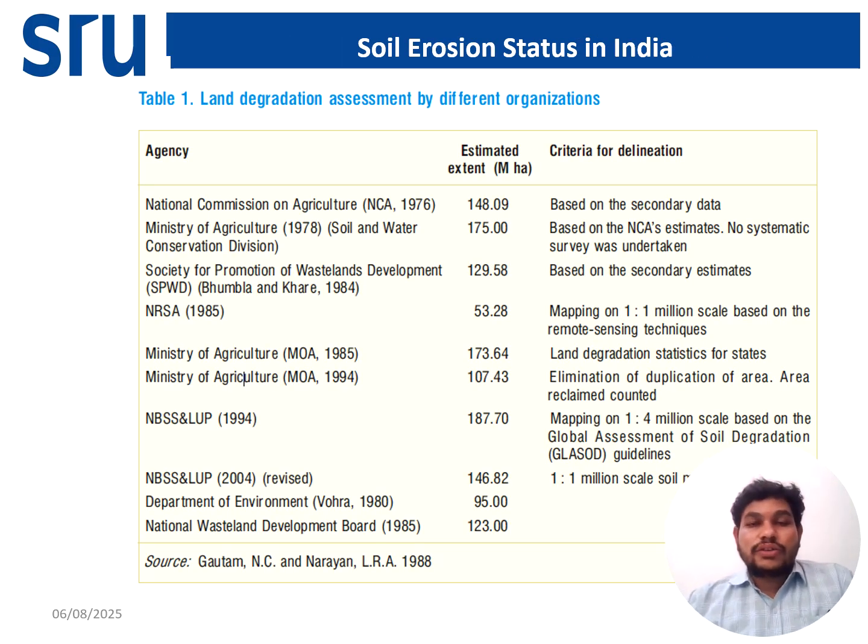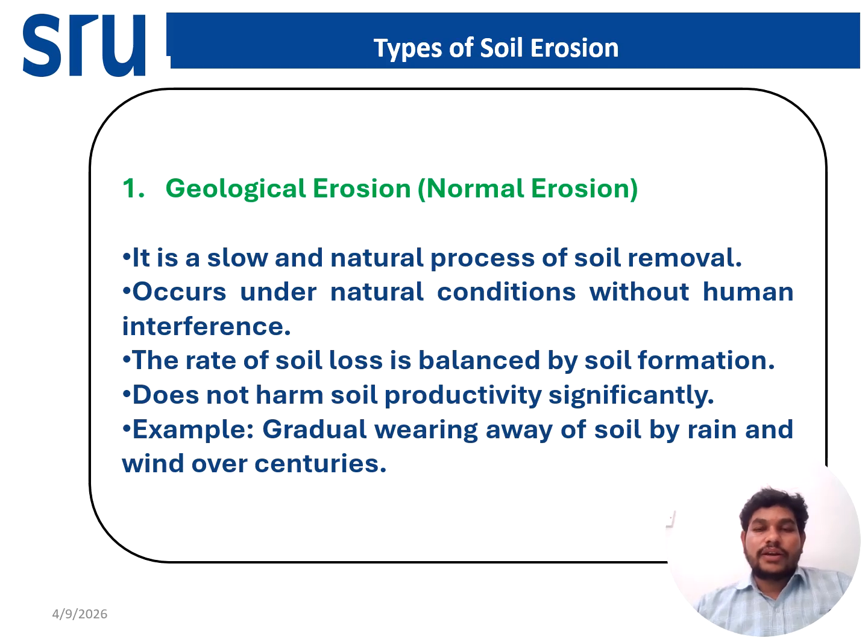In India, if you see the soil erosion status by NBSS and LUP, there are 146.82 million hectares of area under soil erosion. There are different agencies which work on land degradation and soil erosion. These agencies do the survey and calculate how much area of eroded soil is present in India. Recently, NBSS and LUP in 2004 did the survey. They observed that nearly 146.82 million hectares of soil are eroded, with that much area under erosion.